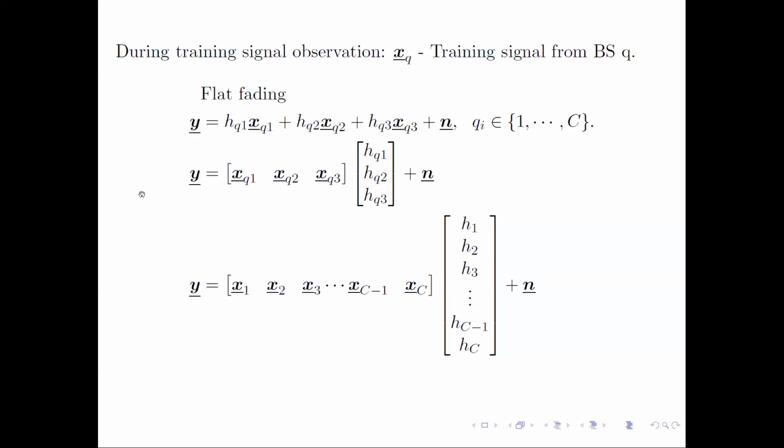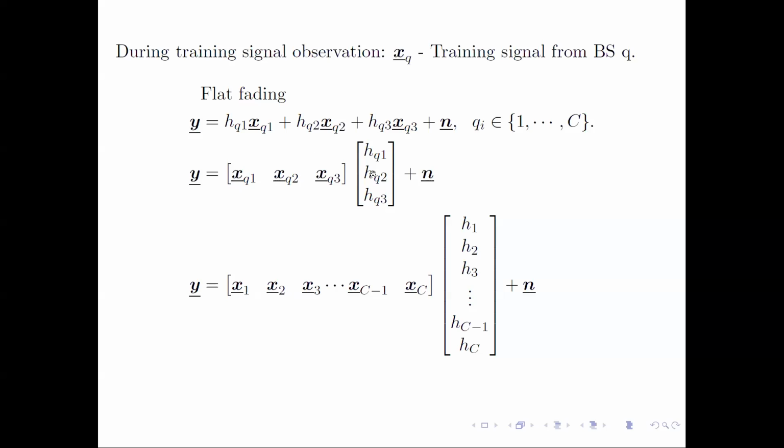So we have the observation Y. We have the training signal XQ1, which is the signal from the identity Q1, and another signal XQ2 from another tower Q2, and so on. So now you have received the signal from 3 different towers Q1, Q2, Q3. These Q1, Q2, Q3 are from 1 to 504. Now this is your observation.